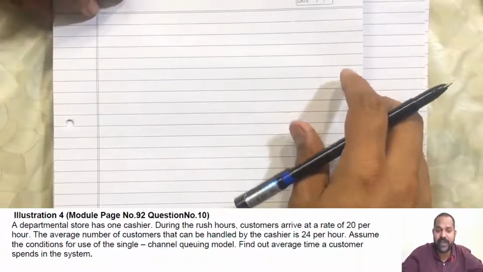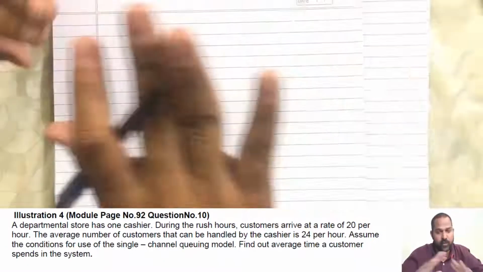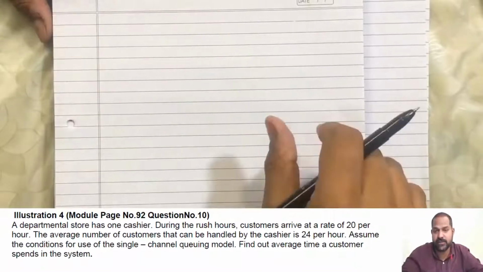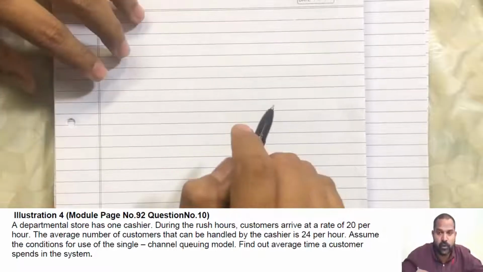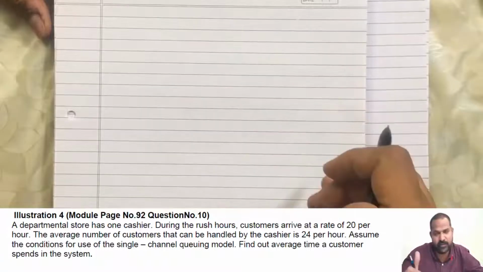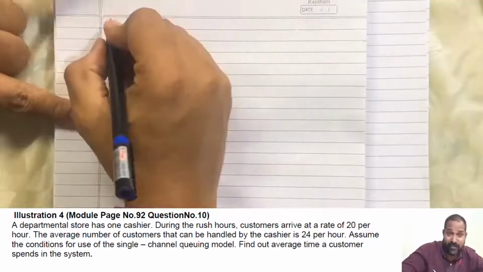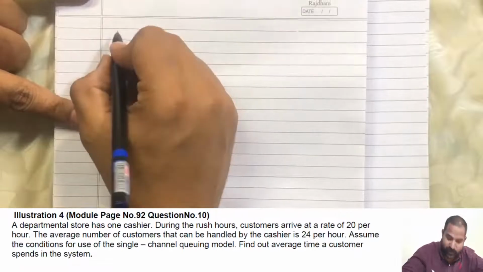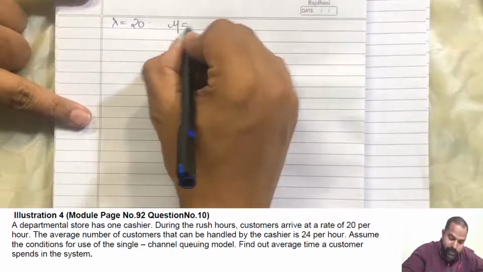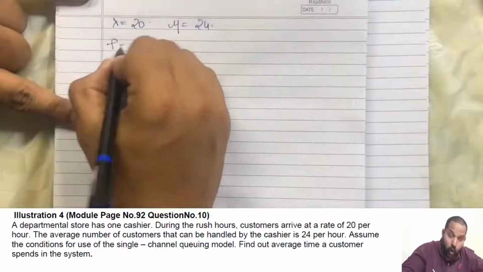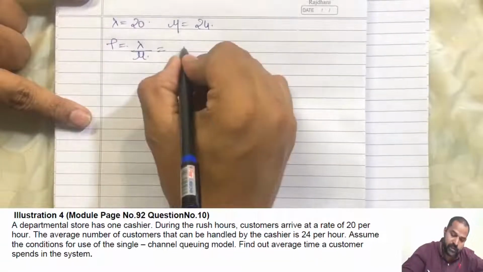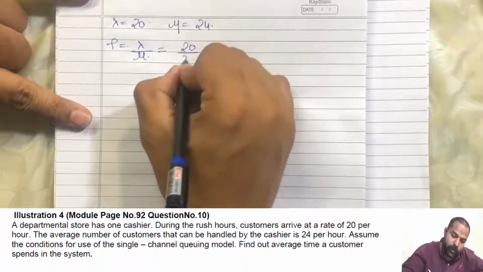Find the average time the customer spends in the system. So nothing else asked, only one thing. Average time the customer spends in the system. Time, so it's W. In the system, so it's WS. So that's the only thing that is asked, nothing else. Fantastic. Let's start then. Everything is given, so I think in 2 or 3 lines this question will be done. Lambda is 20 and mu is 24. Rho is lambda upon mu, which is 20 upon 24.